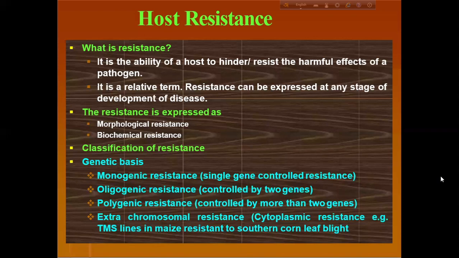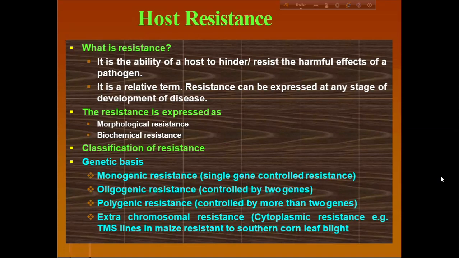plant. Another term we call susceptible plant. If there is disease in the plant, although we could not eradicate the pathogen or protect the plant or avoid the pathogen, but still the plant is suffering from the disease, we call the plant susceptible. So what is resistance and what is susceptibility of a plant?